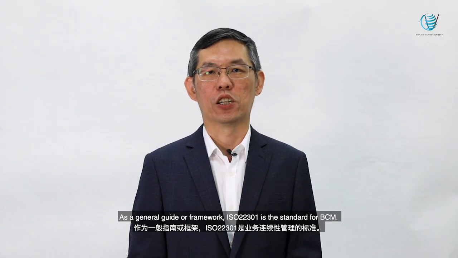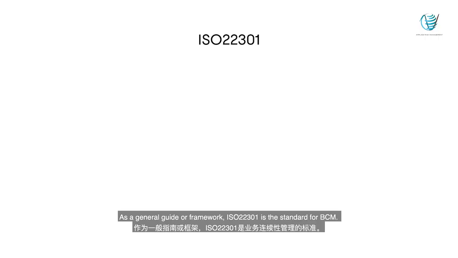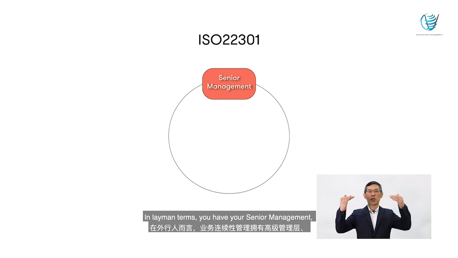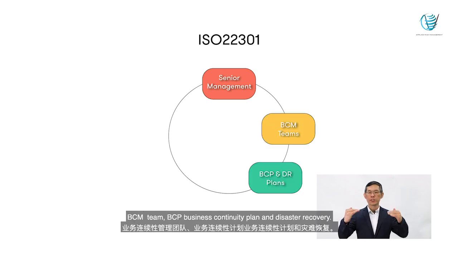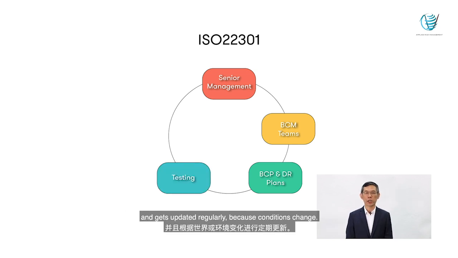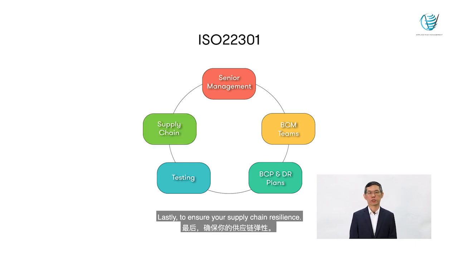As a general guide or framework, ISO 22301 is the standard for BCM. In layman terms, you have your senior management, BCM team, BCP, Business Continuity Plan, and Disaster Recovery. Test your plans. Make sure that the plan works and gets updated regularly because conditions change. Lastly, ensure your supply chain is resilient.